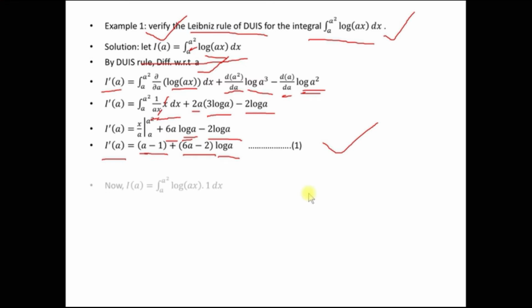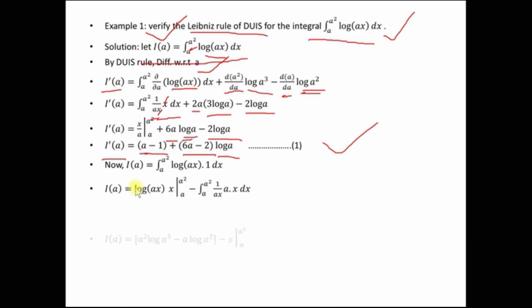Now we are going to solve our original integral by using the general rule of u into v integration. So consider I of a is equal to integral from a to a square of log of ax into 1. Here there is nothing else, so we are considering that function as 1. We consider this as u and this as v. What is the rule of integration of u into v? First u as it is, into the integral of v. The integral of 1 is x, with limits from a to a square.